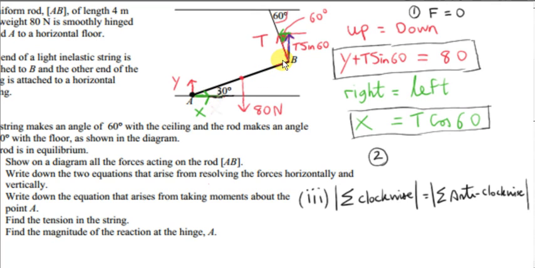Okay, so let's get the forces that give a clockwise moment about point A. Well, the 80 Newton force is the only one actually. This acts to turn the rod clockwise about the point A. So what do we do? Well, we multiply the magnitude of the force, which is 80, by the perpendicular distance of A to the line of action of the force. Okay, so we want this distance here.